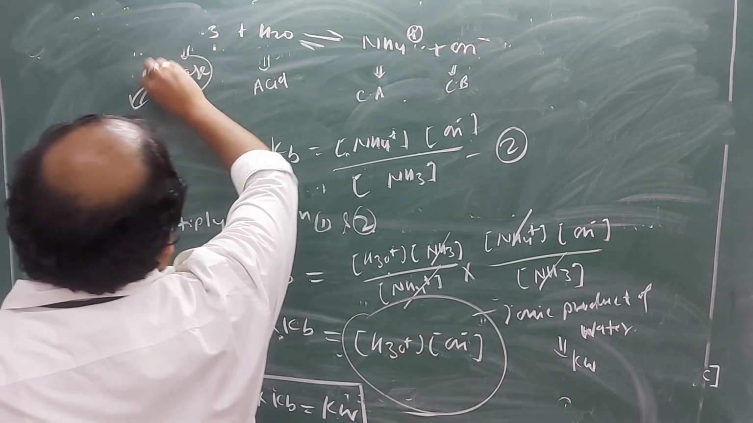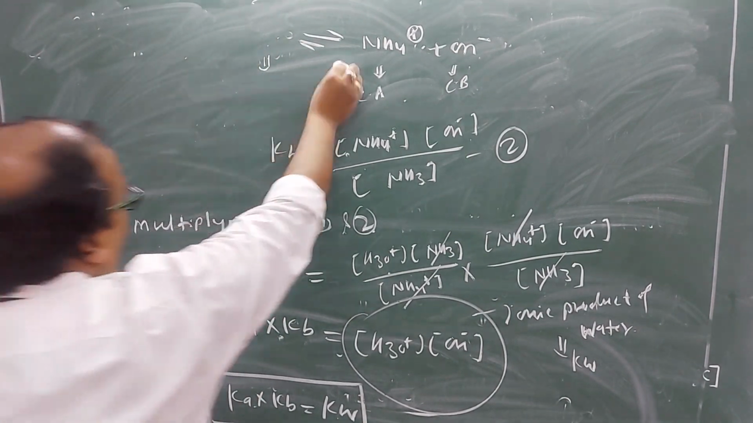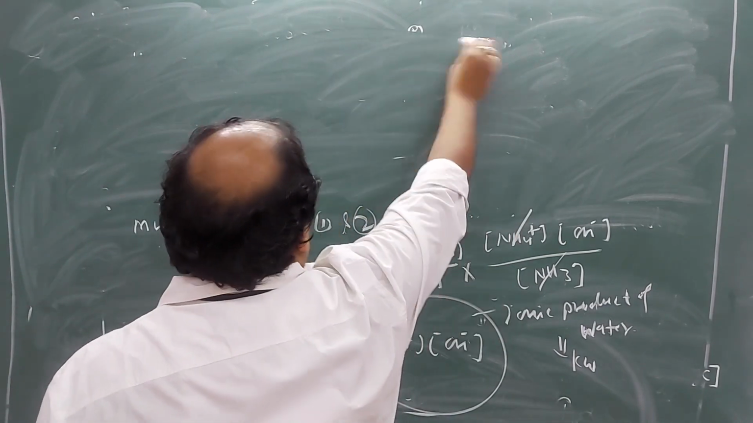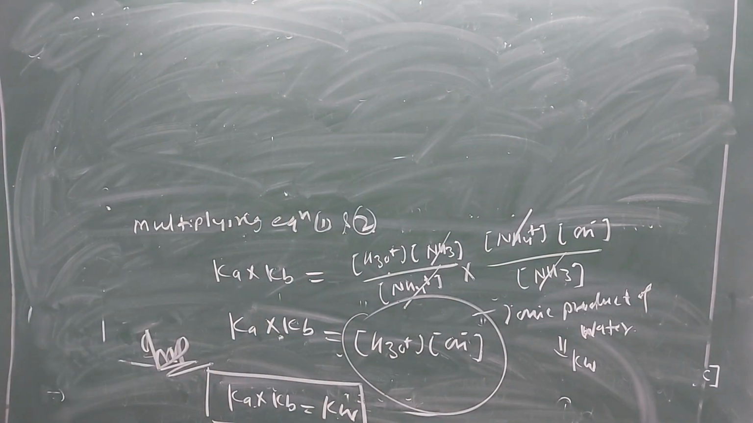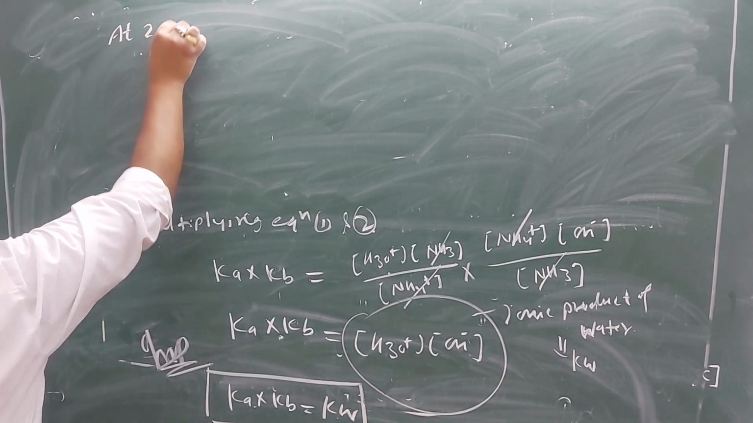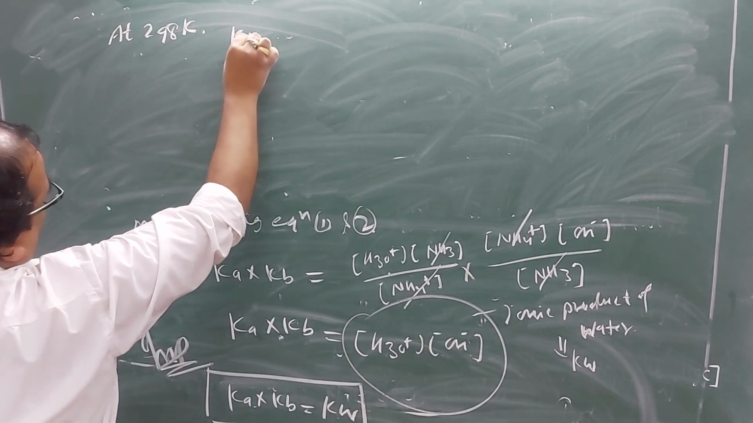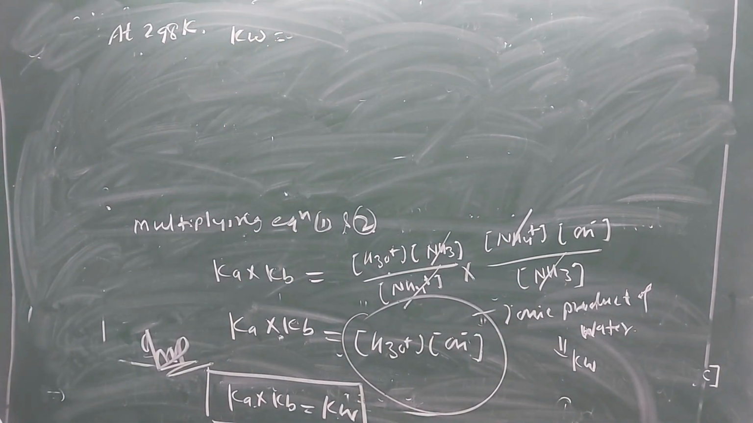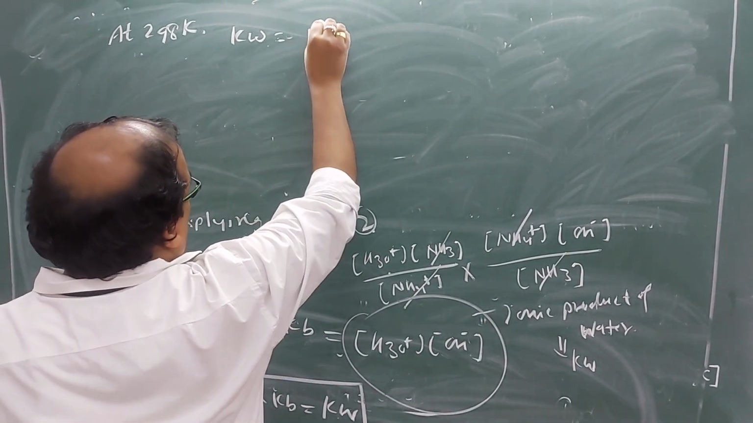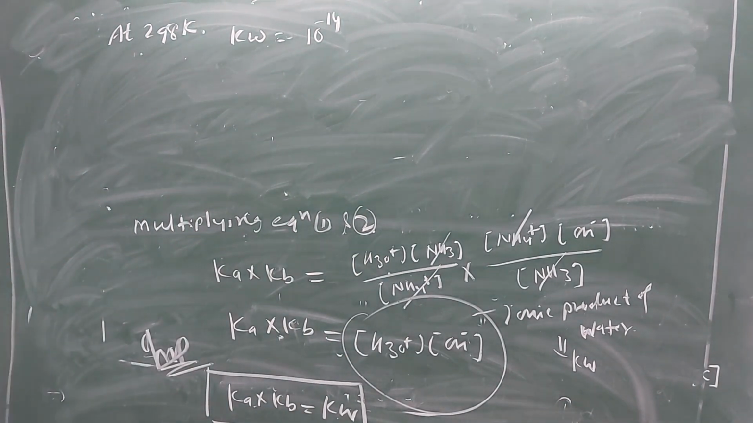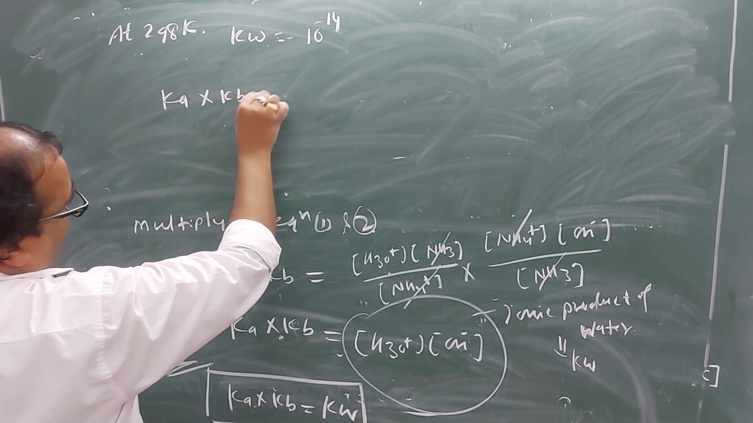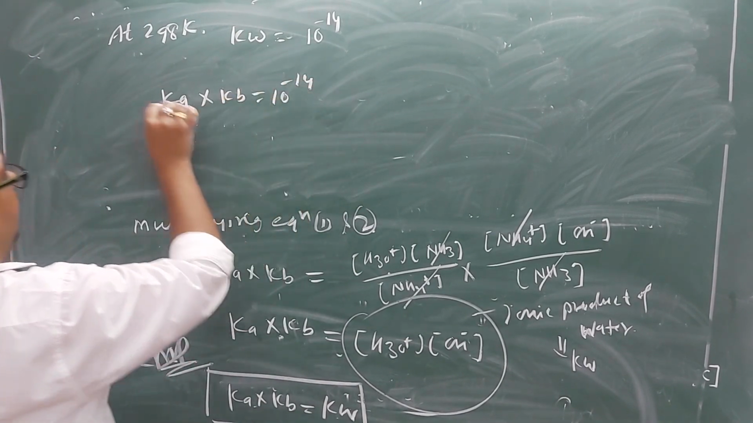So when you multiply the acid base pair, obviously what remains? Obviously the H plus ion and the hydroxide ion remain. So at room temperature, at 298 Kelvin, what is the Kw value? Very good. 10 to the power minus 14. So what did you get here? Ka into Kb is equal to 10 to the power minus 14.